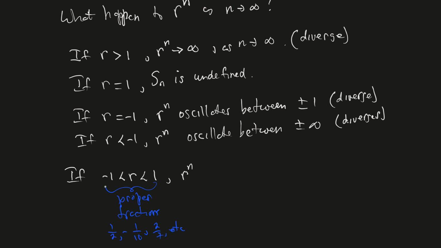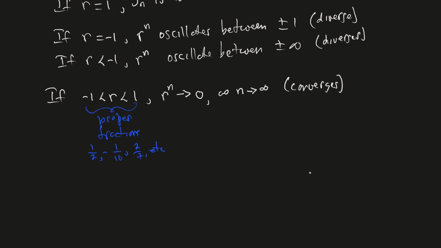So in this case, if your r is strictly between plus or minus 1, r to the n is going to approach 0 as n goes to infinity. So finally, we found the case in which the nth partial sum of our geometric series is going to converge as n gets very, very large. All right. So, what does that mean?